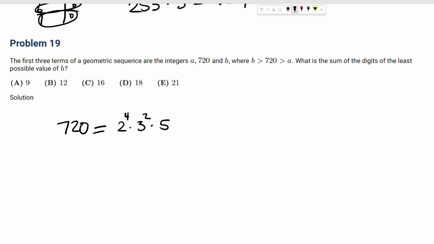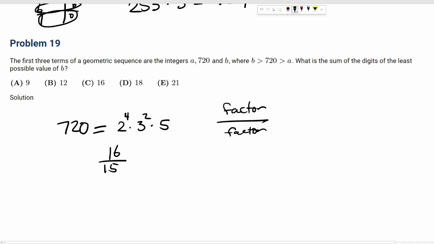And what this means is that we need to multiply this by some fraction, right? Our common ratio is going to be some fraction. We need some factor of 720 on the bottom and some other factor of 720 on the top. This is kind of hand wavy, but if you just experiment, you'll find that 16 over 15 works very well. I'm not really sure how to rigorously do this, but if you just play around with it, you'll find that this equals 768, and this seems very close. And it is also an answer choice.